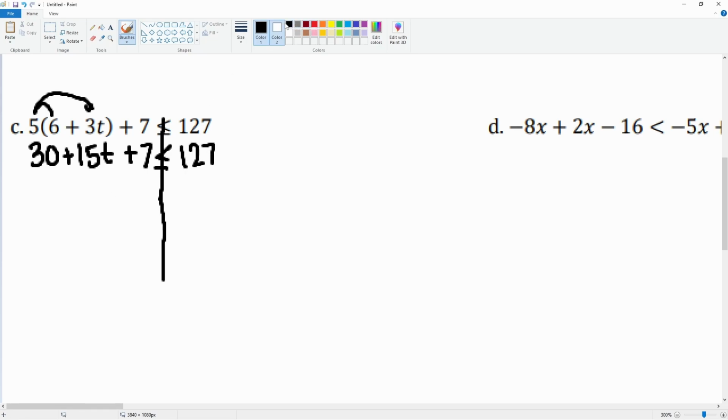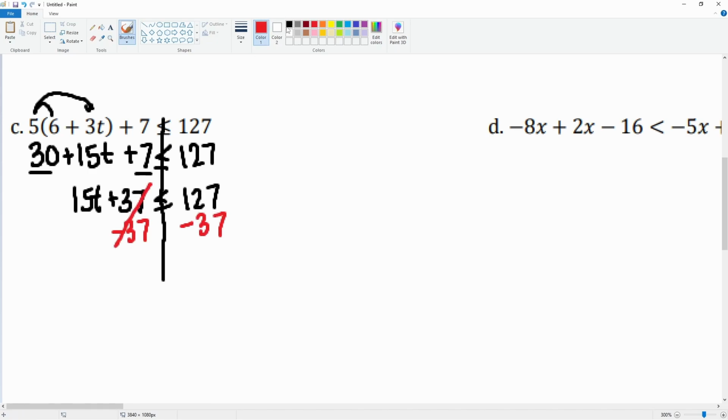Next, I'm going to combine some like terms. The 30 and the 7 becomes 37. Bring everything else down. 15t. Bring down the plus, bring down the inequality, 127. Now, there's this plus 37 here. So I'm going to subtract 37 from both sides because that's the only way I can get rid of that plus 37.